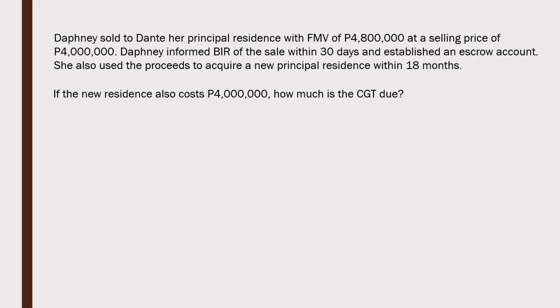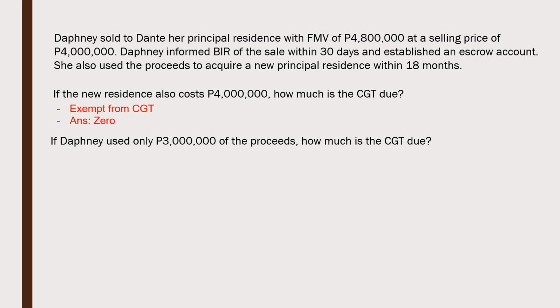So if Daphne uses the whole 4 million to buy the new residence, then Daphne would have complied with all the requisites to be exempt from CGT on sale of principal residence. Therefore, the answer will be 0.